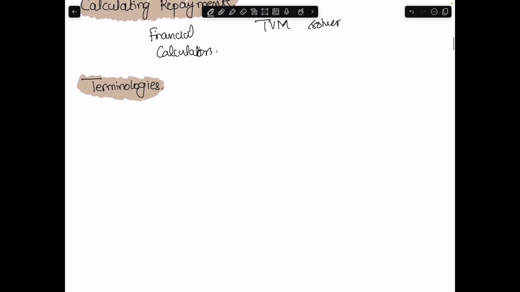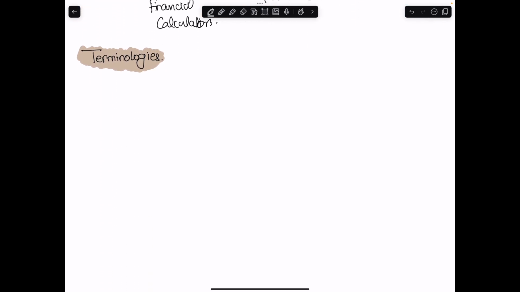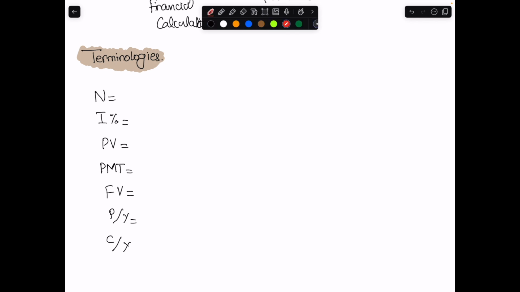But before doing that, we need to understand some terminologies that you have to look at in the calculator. The calculator will always show you these inputs that you have to put in to generate your answer. First will be N, the second will be I%, the third will be PV, the fourth will be PMT, the fifth will be FV, the sixth would be P over Y, and the seventh would be C over Y. Now let's try to understand what each variable is.